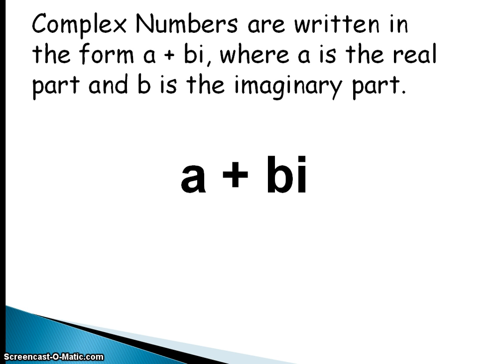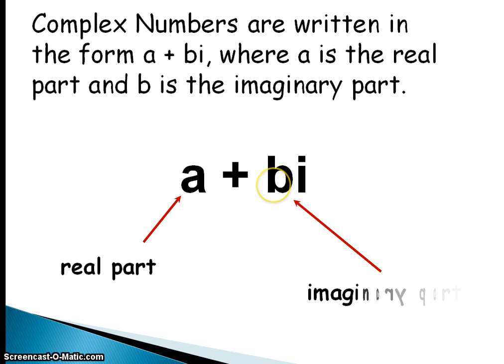Now let's talk a little bit about complex numbers. What are they and what do they look like? Well, they're in this format a + bi, where a is the real number, like 1, 2, 2 million, and bi is the imaginary part. Pause now and write this down in your notes.